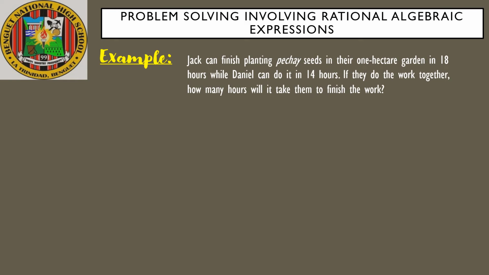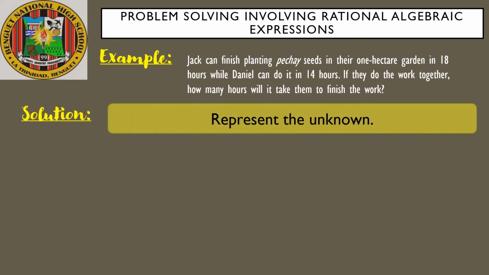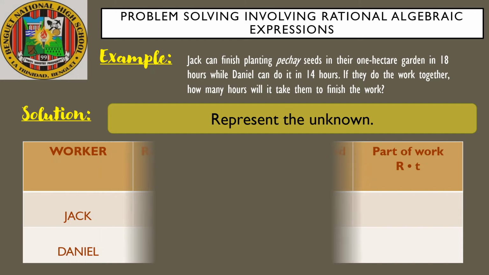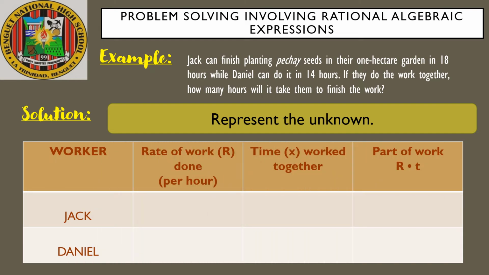Once again, the first step in solving this word problem is to represent the unknown quantities in the problem. This means that we identify the rate of work done per hour, the time spent working together, and the part of the work done by Jack and Daniel. Because Jack can finish planting the pechay seeds in 18 hours, his rate of work per hour is 1/18, while Daniel's rate of work per hour is 1/14 since he can do the same work in 14 hours.